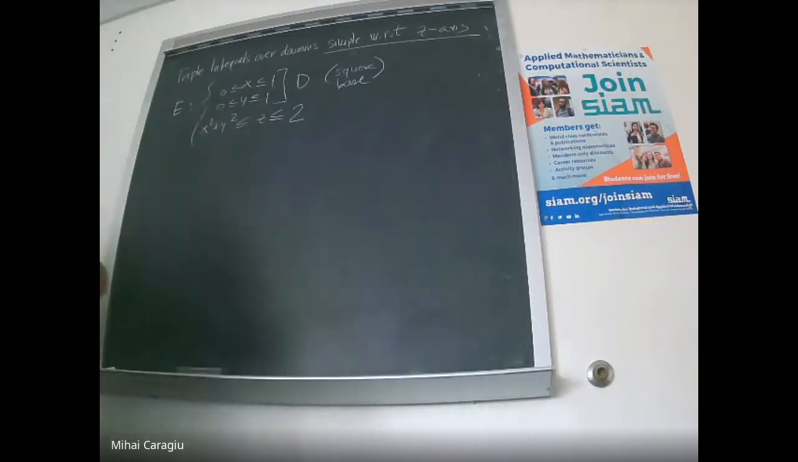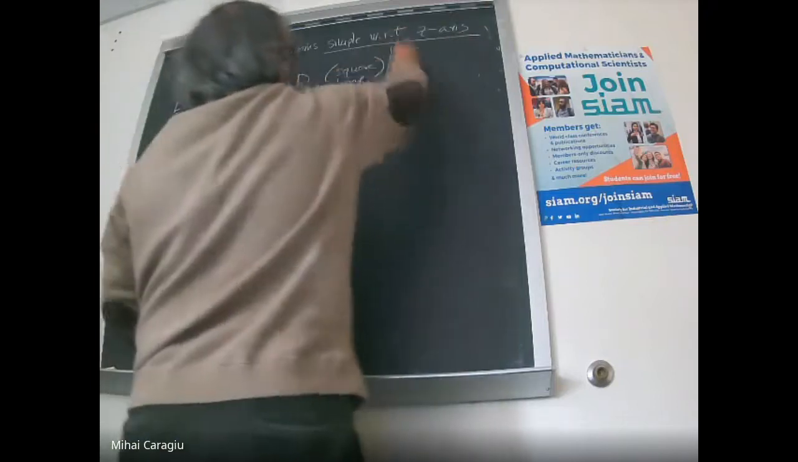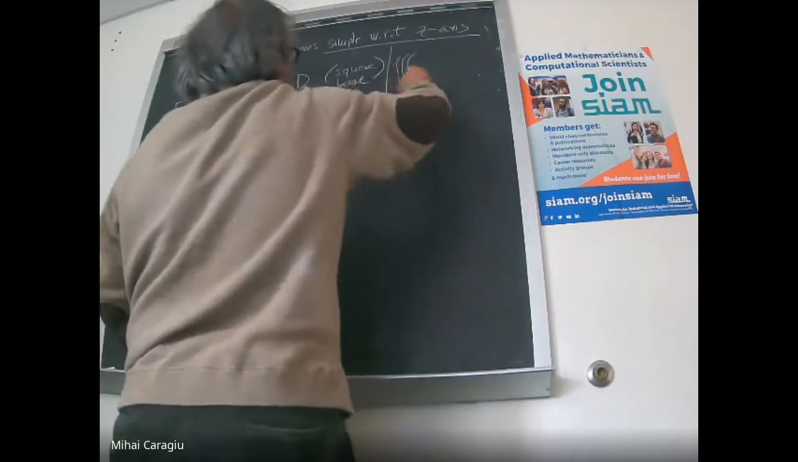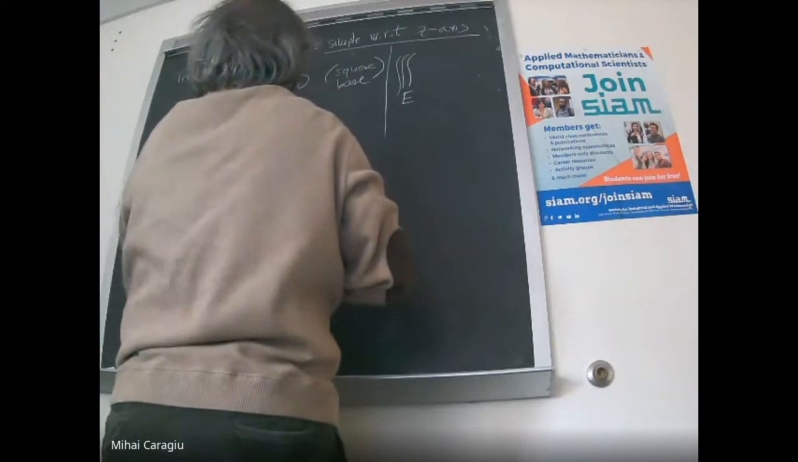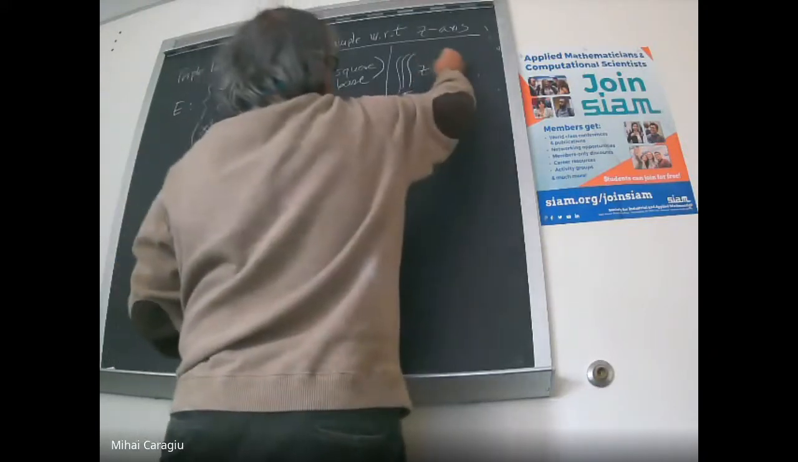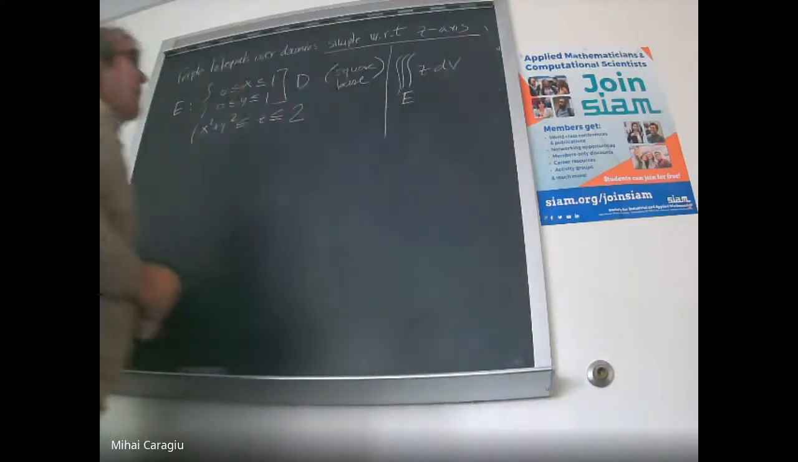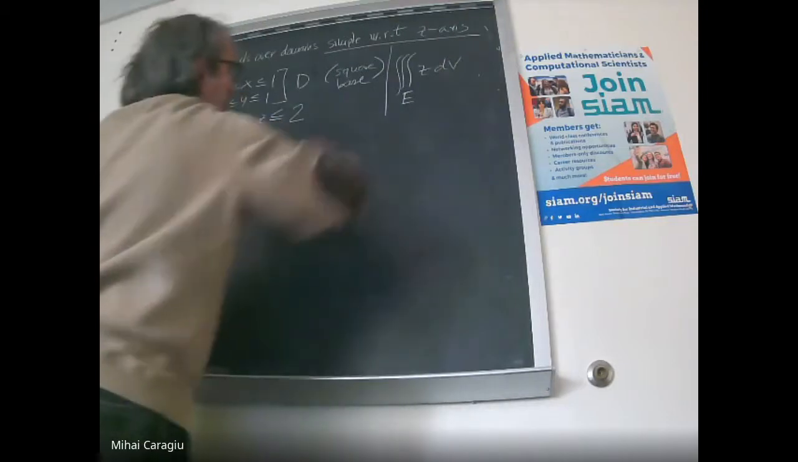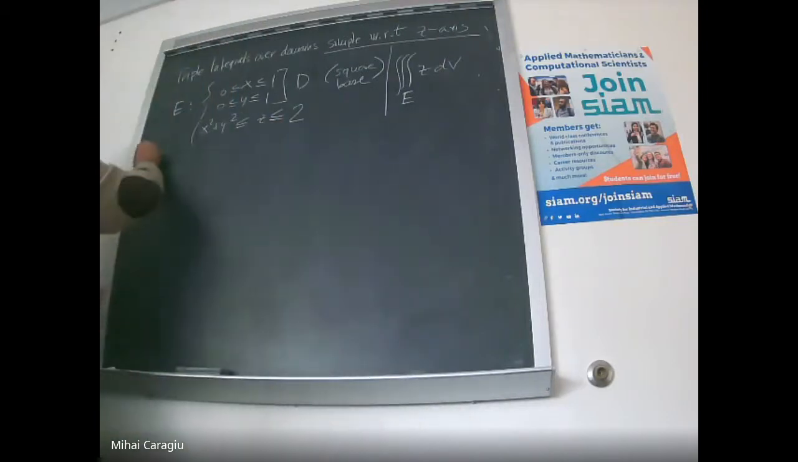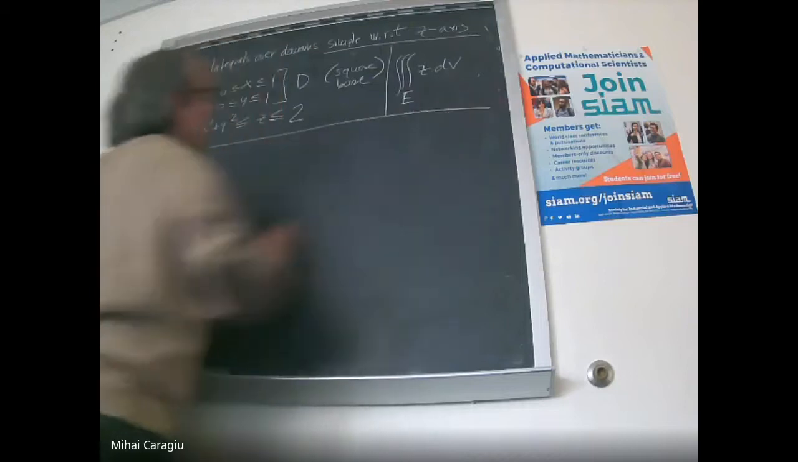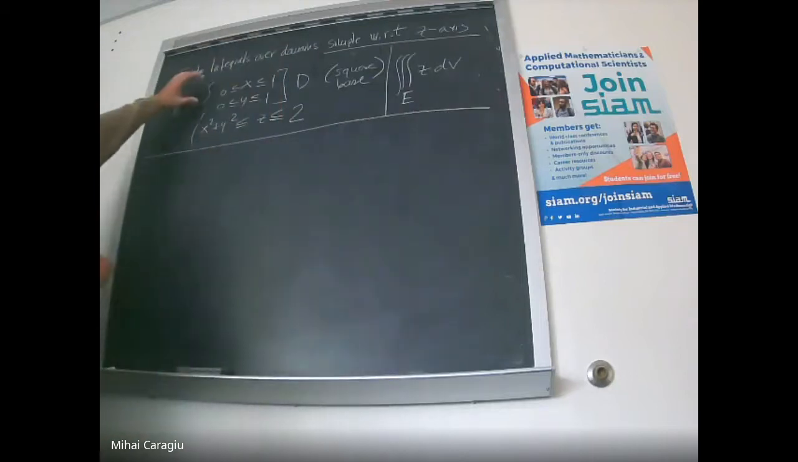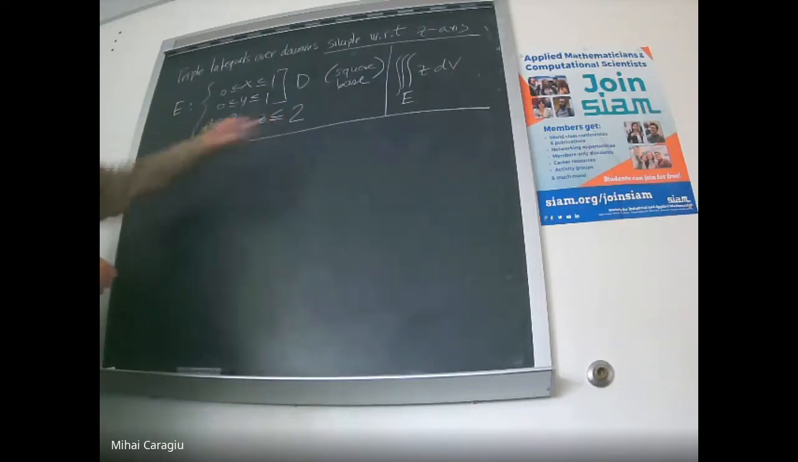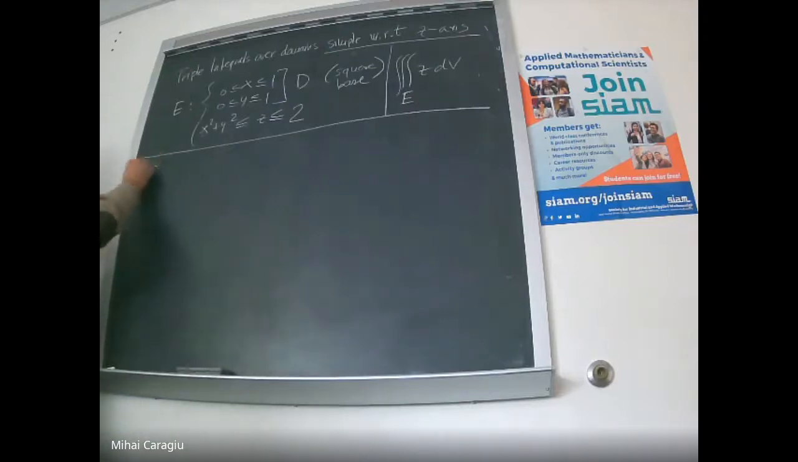How to find that? So we need a triple integral over E. Let's take a simple integral of z dV. So again, E is above the unit square, between the paraboloid z equals x squared plus y squared and the plane z equals 2. Okay, so let's solve this problem.